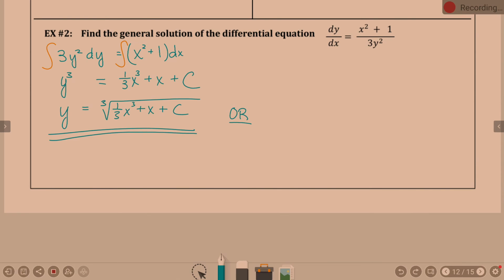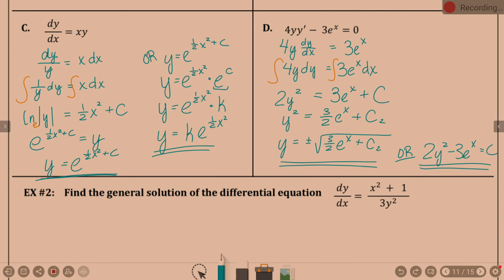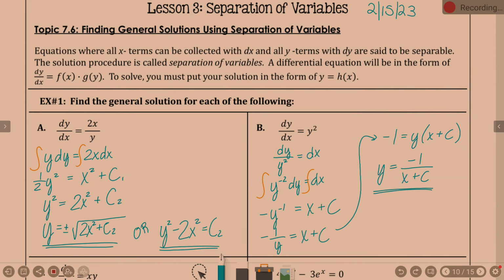The other option I see in the notes is to take this form and go more for a standard form, like when I did this one over here. It's a standard form when you have the x's and y's on one side and the constant on the other side, with no fractions involved.